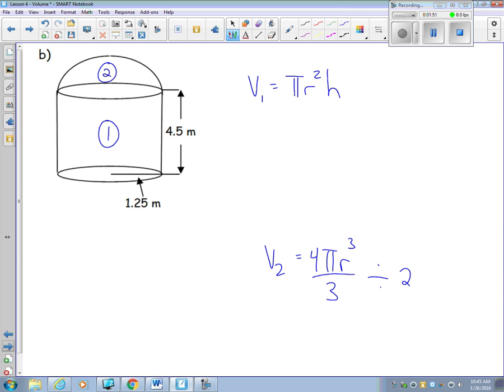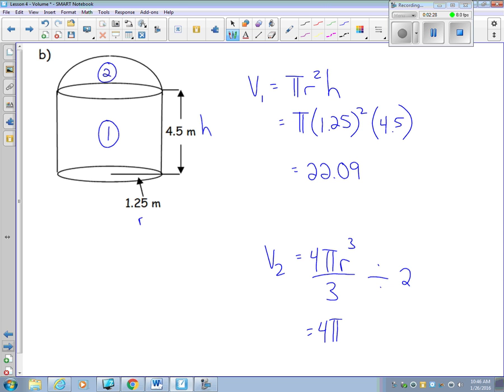Okay? I'm going to do this in 2 separate parts. You could do it in one big long equation if you want to, but I think it might be easier to work in parts. All right, the cylinder. So pi times our radius. Radius we have here at 1.25. We want to square that, and we want to times it by the height. The height of that cylinder is 4.5. And you can punch it all in your calculator the way it looks, and we end up with 22.09.